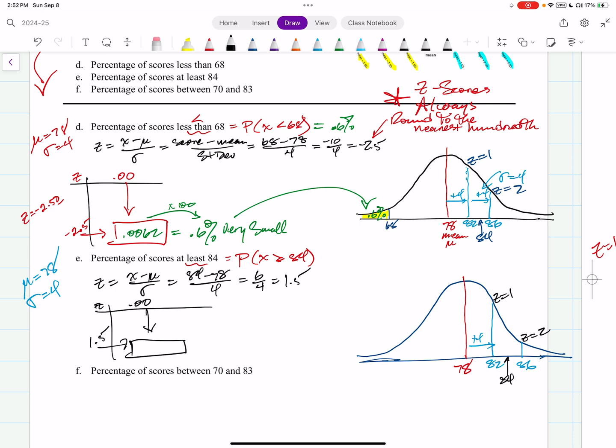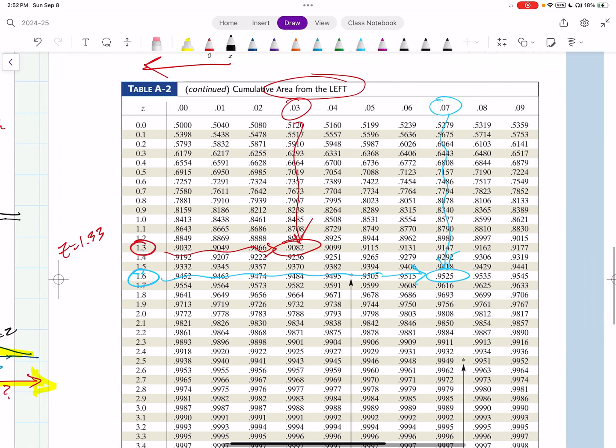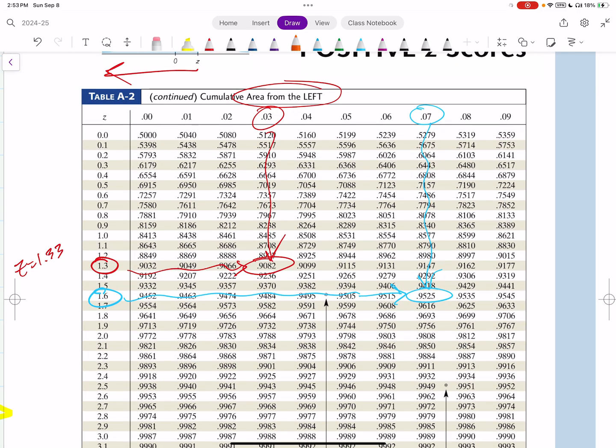So what we want to do is highlight the area that we're trying to find here. We're trying to find the scores that are greater than 84. Now 84 is here, so let's highlight it in first. I'm trying to figure out what that area is to the right of 84. To the right, not to the left, but to the right. What would that be? Let's figure it out. We got to go to the z table here, find 1.5. So 1.5 is here, go across and down right here, 0.9332.